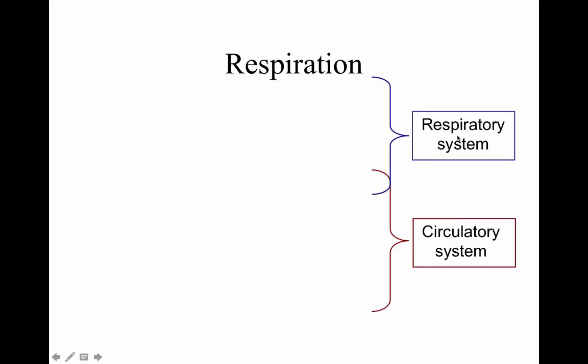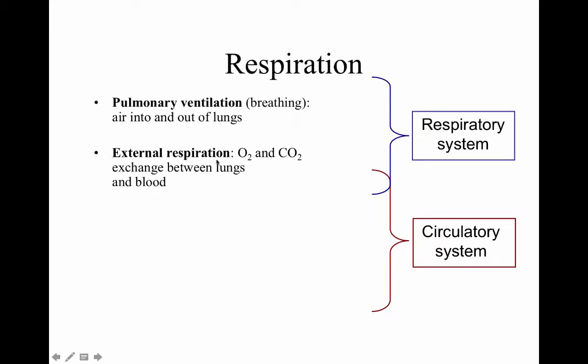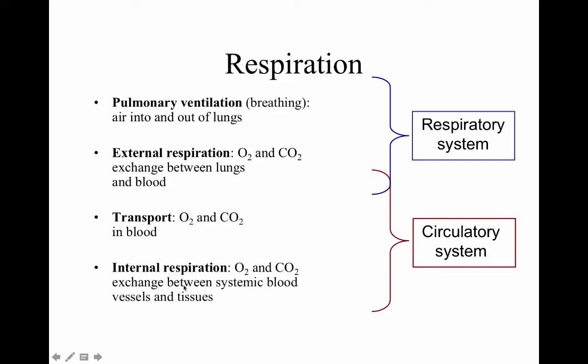In respiration, then, we take a look at the respiratory system. We have pulmonary ventilation, or breathing air into and out of the lungs. We have external respiration, which would be oxygen and carbon dioxide exchange between the lungs and blood. And then we have transport of oxygen and carbon dioxide in the blood to then move into internal respiration, where oxygen and carbon dioxide are exchanged between systemic blood vessels and tissues. So we have a handoff from the respiratory system to the circulatory system in relation to oxygen and carbon dioxide.